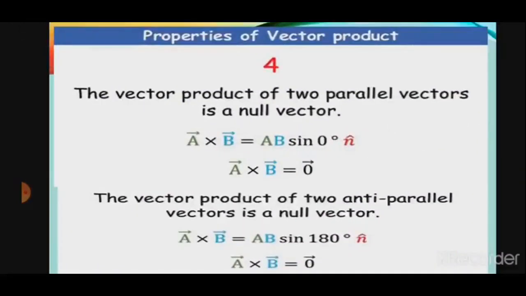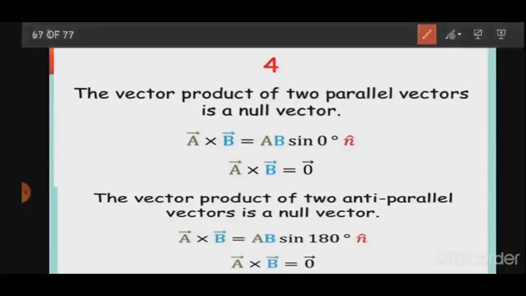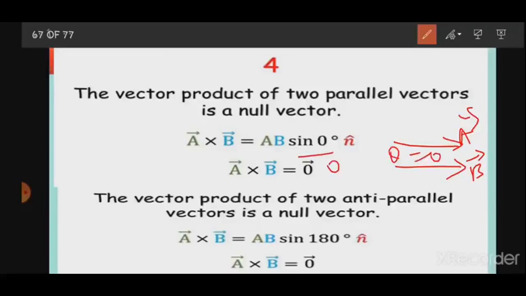The vector product of two non-zero vectors will be minimum when both vectors are acting parallel or antiparallel. Now see, this is a parallel vector, A vector and B vector. What is the angle? Theta is equal to 0. Now substitute the relation, sin 0 is equal to 0. So the total term will be 0.